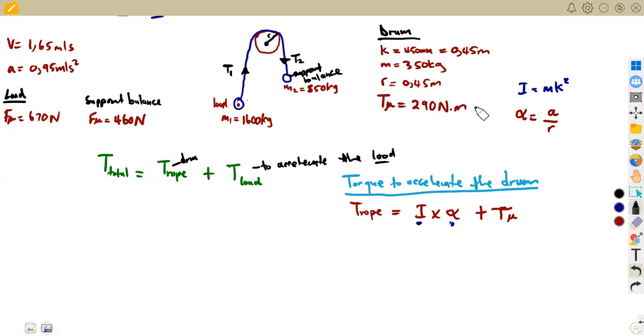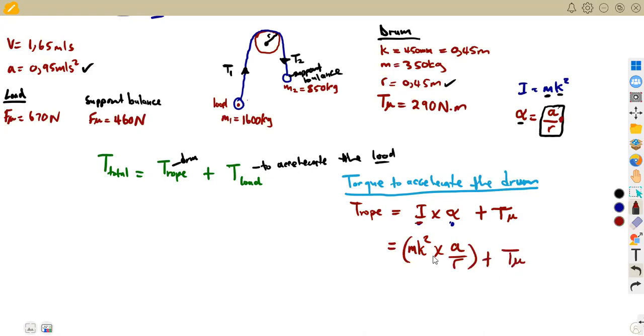So meaning to say, we have acceleration here. If we check the radius, we have the radius of the drum. So we can use this part in place of the angular acceleration. We also have the mass of the drum and the radius of gyration. So we are going to substitute these to give us the actual part in terms of what we are given. So the moment of inertia is going to be mk squared multiplied by the angular acceleration in linear form, which is the acceleration over the radius, plus the frictional torque in this case.